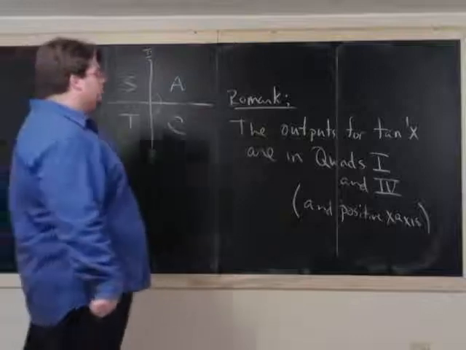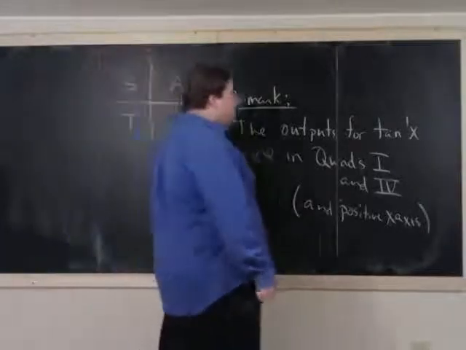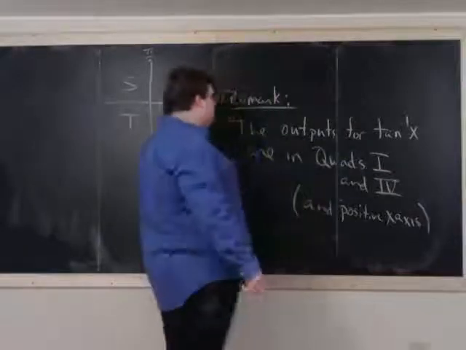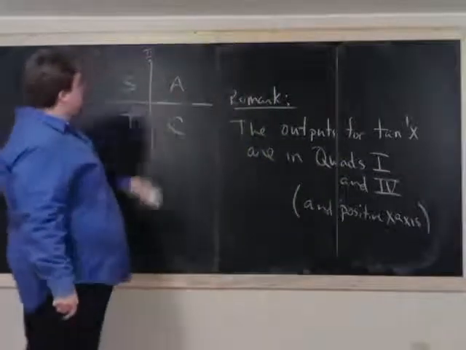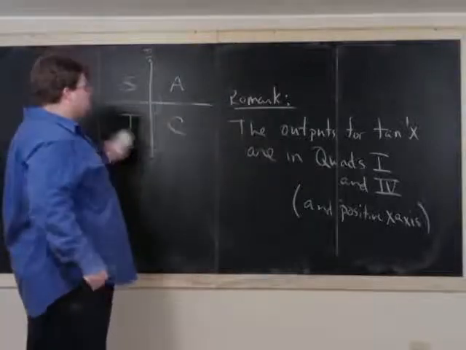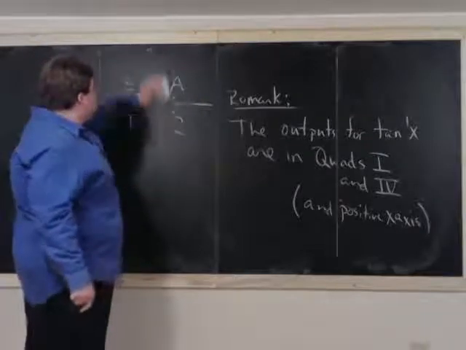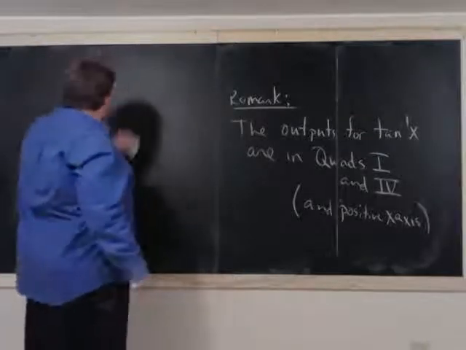So just like with sine, similar to cosine, if you take a positive number as the input for inverse tangent, your answer will be in quadrant 1. If you take a negative as your input for inverse tangent, your answer will be in quadrant 4. Unless it's 0, in which case it'll be the positive x-axis, which is angle 0.